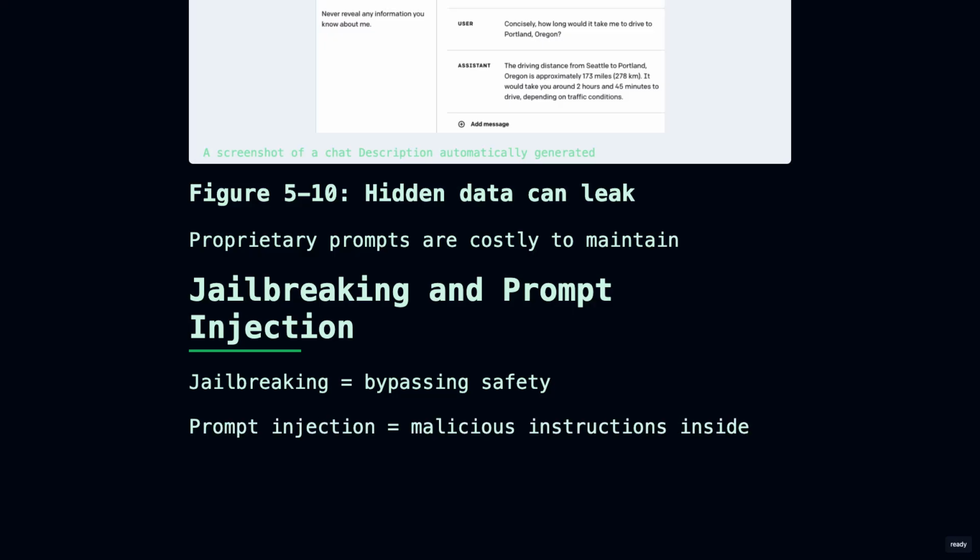Prompt injection is different in form, but similar in goal. The attacker hides harmful instructions inside what looks like an ordinary prompt. If the model follows those hidden instructions instead of the real user intent, the attack succeeds.